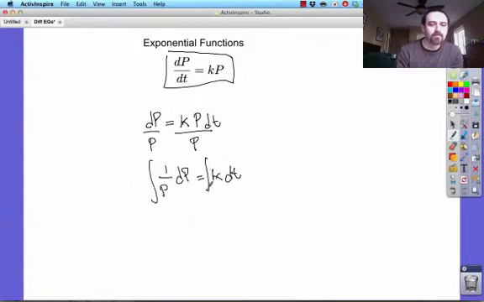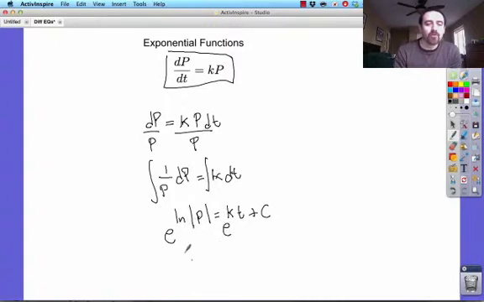Integrate both sides. What do we get? We get ln of the absolute value of p equals k t, because k is just a number, plus my arbitrary constant c. Now I haven't solved for p at this point, right? Now I need to solve for p, and I'm going to take e on both sides. And what do I end up with? I end up with p on the left, e to the kt plus c. But I can write this, since it is addition, as e to the c times e to the kt.